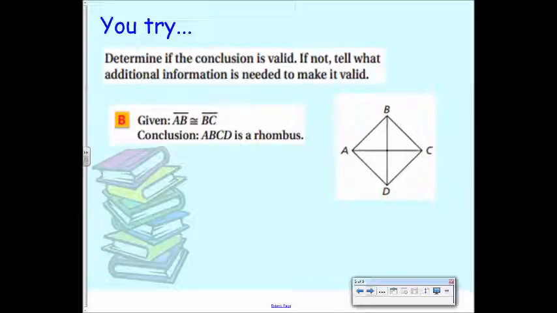Okay, this doesn't tell you it's a parallelogram. So can you start making any conclusions here? No, so then you would say what? So it says determine if the conclusion is valid, which you just said it's not. If not, tell what additional information is needed. So what would you need to know? You would need to know ABCD is a parallelogram, because if that were a parallelogram, then since this is AB, the opposite side is also congruent, and then you could say that this side is congruent, and then you could say it's a rhombus. But if you don't know it's a parallelogram, you can't make any conclusions. So is there a way to do a 2-column proof here? No. So that's a pretty short one.